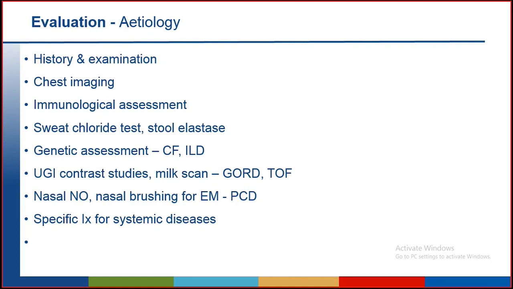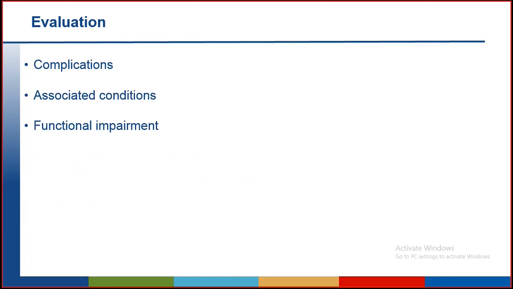And if you are suspecting systemic disease, it is specifically important to do the work-up for things like SLE or rheumatoid arthritis or something like that. Obviously, according to the clinical suspicions, we have to extend the investigation panel. So that is mainly to identify the etiological diagnosis. Then we have to do further assessment to assess the complications, associated conditions, and the functional impairment. So I'll discuss these things while discussing the management or assessing the progression of the disease.